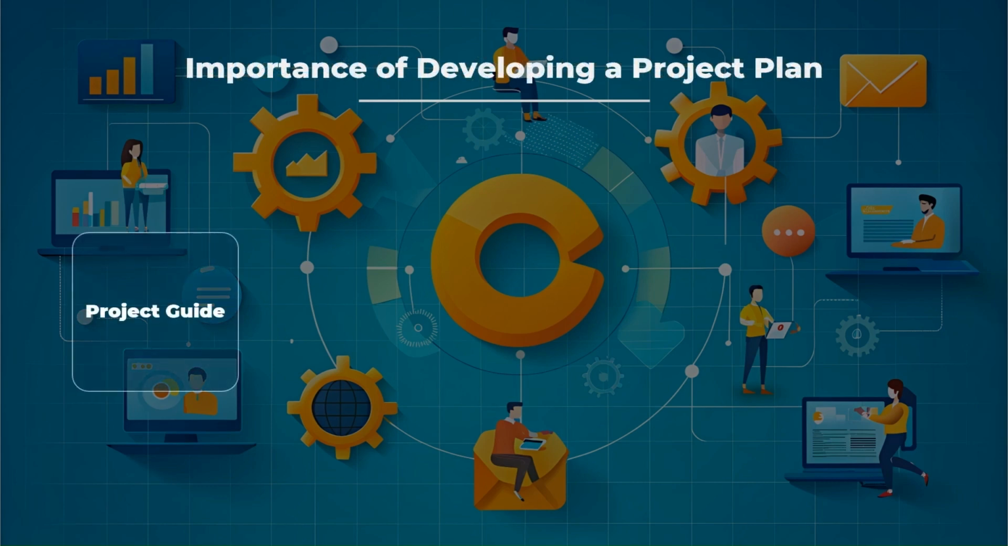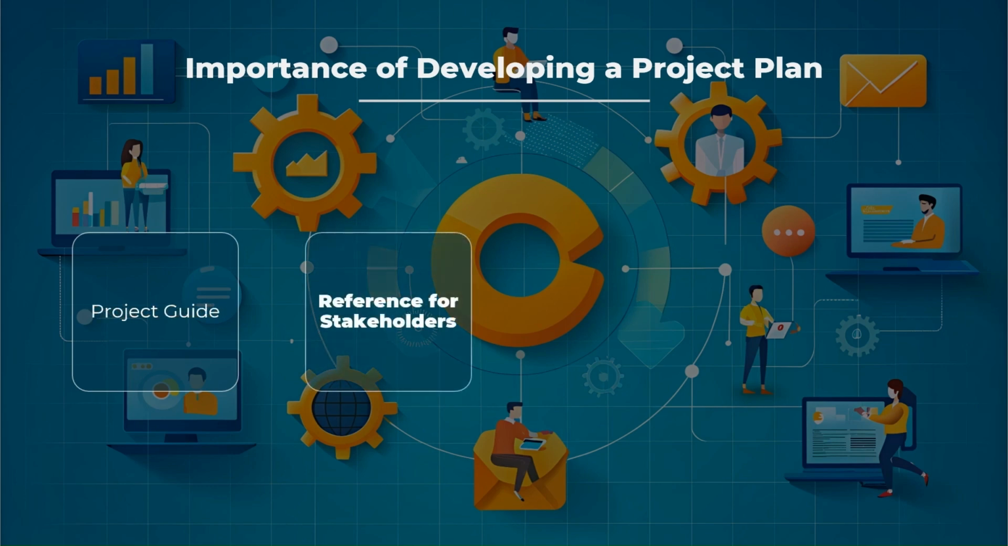We begin by discussing how a project plan serves as a guide. A project plan acts as a blueprint, outlining the entire project from start to finish. By providing a structured approach, the project plan helps the team stay on track and ensures a clear understanding of each phase, task, and milestone. This guide becomes a vital resource for team members throughout the project. Next, let's discuss how a project plan provides a reference for stakeholders.